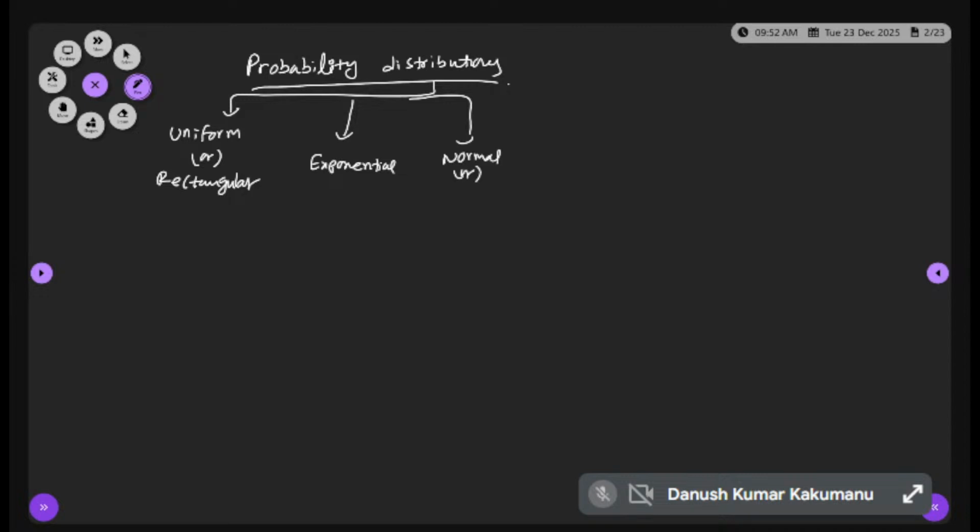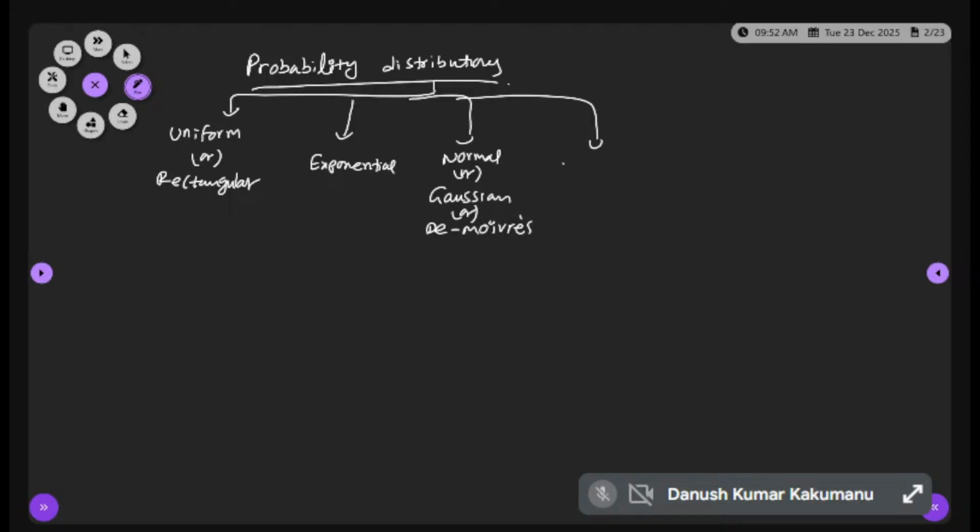What is another name of the normal? Gaussian. Normal or Gaussian. De Moivre distribution. Okay. So many GATE questions are on the normal distribution also.